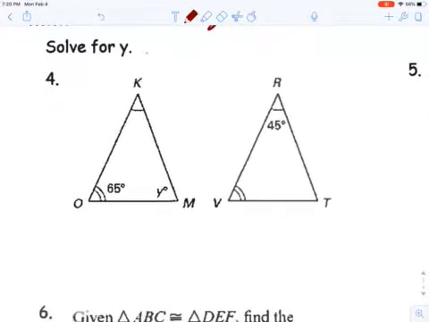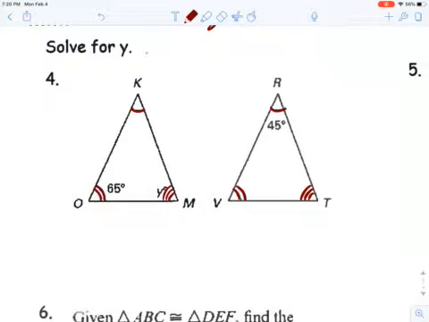For example 4, we have these two triangles, KOM and triangle RVT. No sides are marked, just two angles. Angle K is marked congruent to angle R, and angle O is marked congruent to angle M. Two pairs of angles. So the theorem that we just wrote down tells us that the third pair of angles must be congruent. So M must be congruent to T.